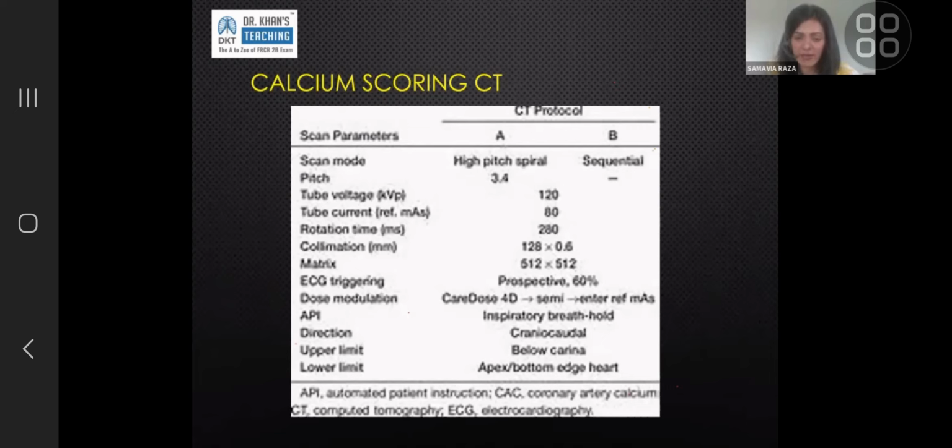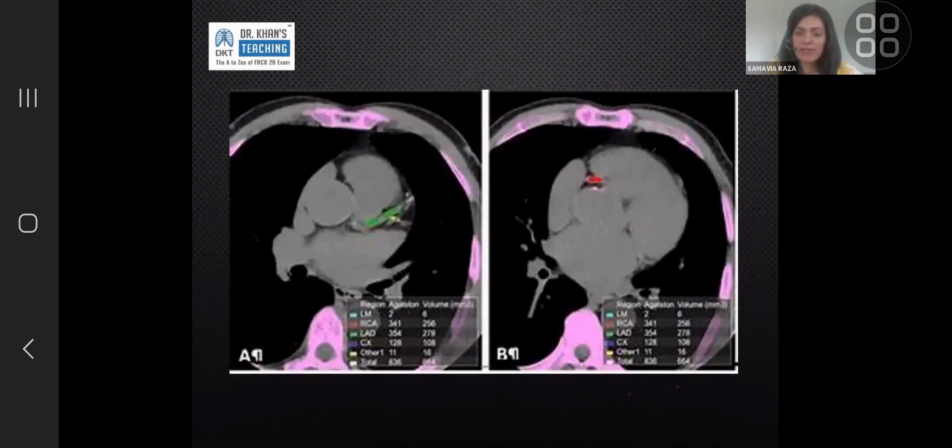I'll come to ECG triggering in a bit, so don't worry too much about that. They are scanned craniocaudally, not that it matters too much. You can scan caudocranially depending on the case. Sometimes with children, we scan feet to head for angiograms, and the reason for that is based on the hemodynamics of a younger or smaller human. So that's an example of a calcium scoring CT that has been fed into a software.